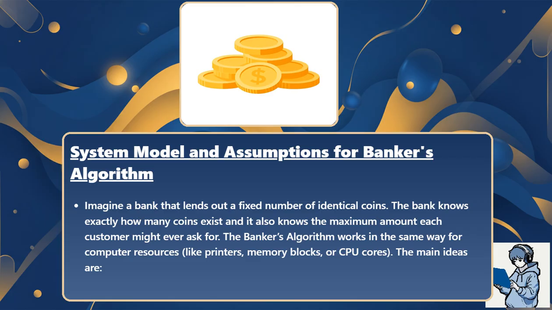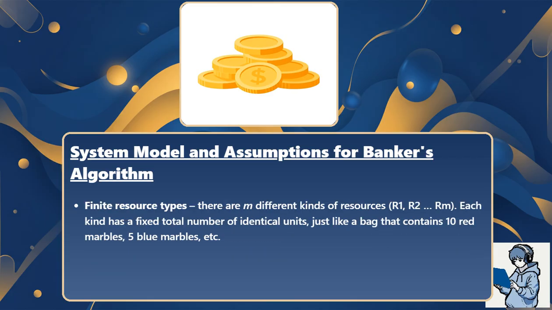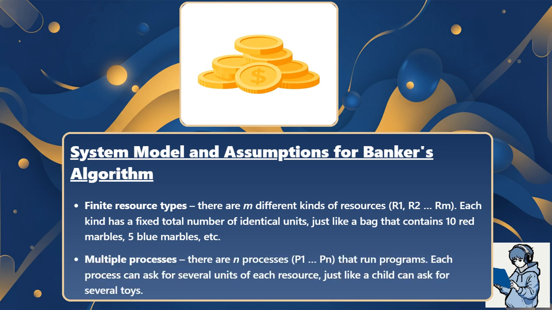The main ideas are: finite resource types. There are m different kinds of resources R1, R2 through Rm. Each kind has a fixed total number of identical units, just like a bag that contains 10 red marbles, 5 blue marbles, etc. Multiple processes. There are n processes P1 through Pn that run programs. Each process can ask for several units of each resource, just like a child can ask for several toys.